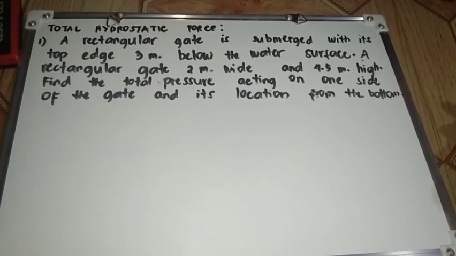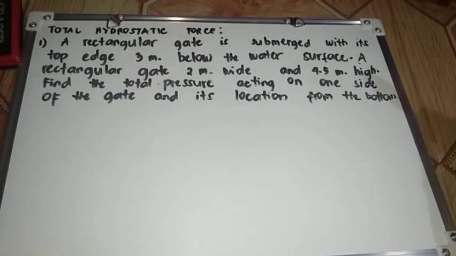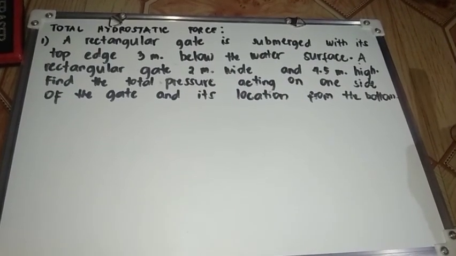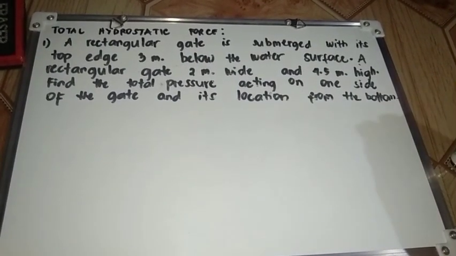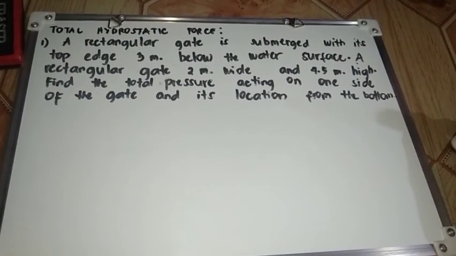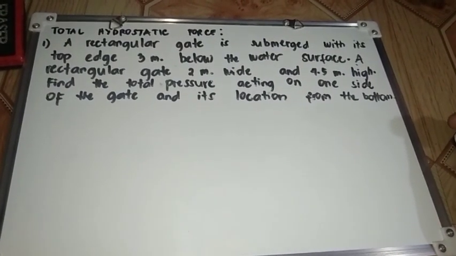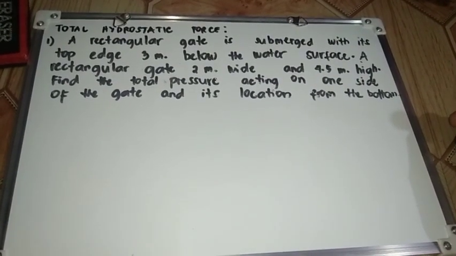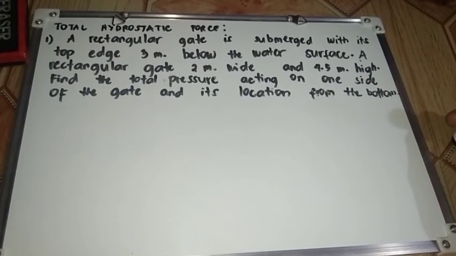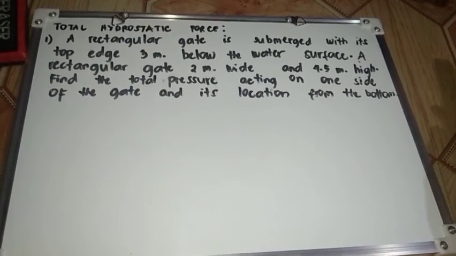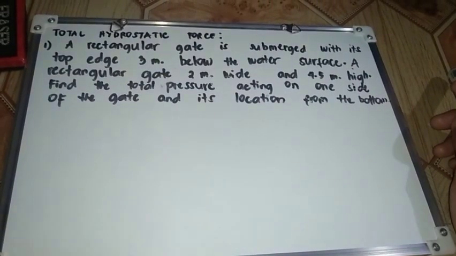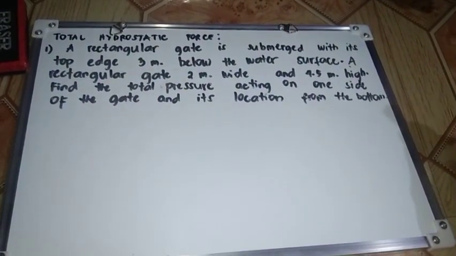First example of a total hydrostatic force. So a rectangular gate is submerged with its top edge 3 meters below the water surface. A rectangular gate 2 meters wide and 4.5 meters high. So find the total pressure acting on one side of the gate and its location from the bottom. So what is required is the total pressure and the location from the bottom.